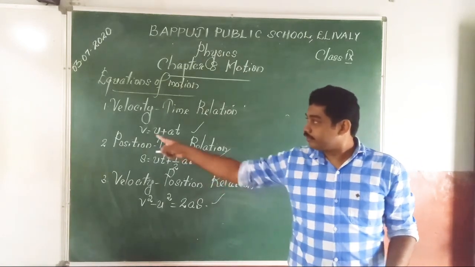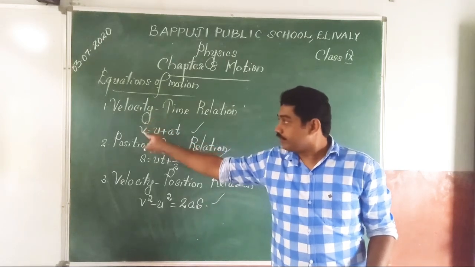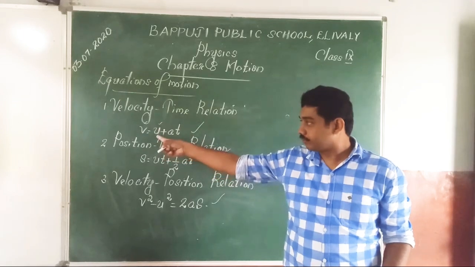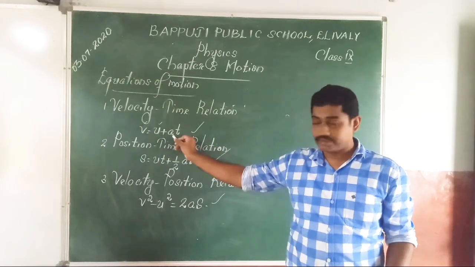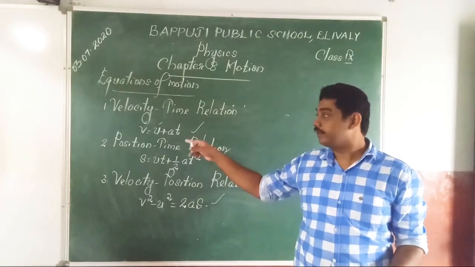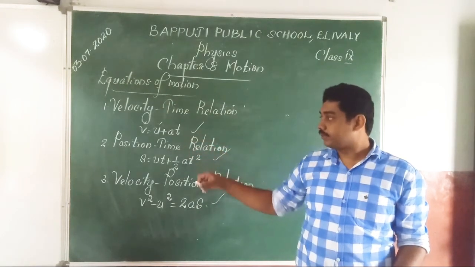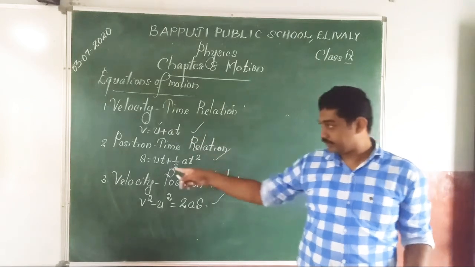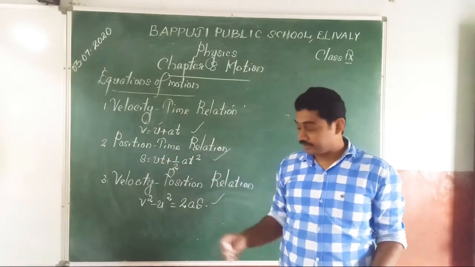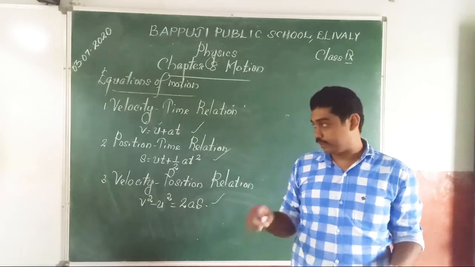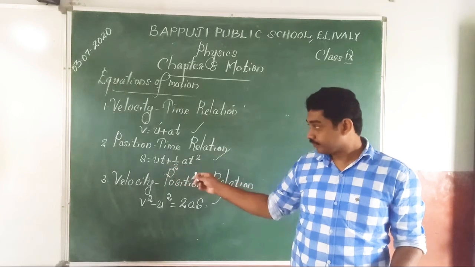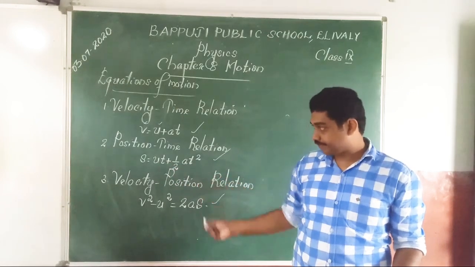Here v means final velocity, denoted by small letter v. Initial velocity is denoted by small letter u. Acceleration is denoted by small letter a. And time is denoted by small letter t. In position time relation, s is equal to ut plus half at square. Here s represents distance or displacement, u is the initial velocity, t is the time and a is the acceleration.